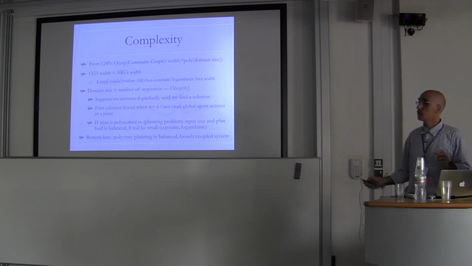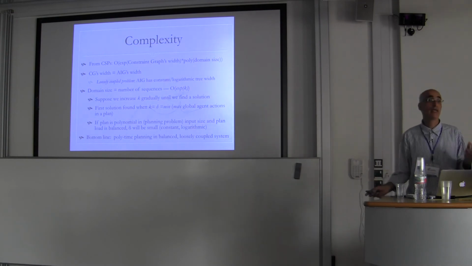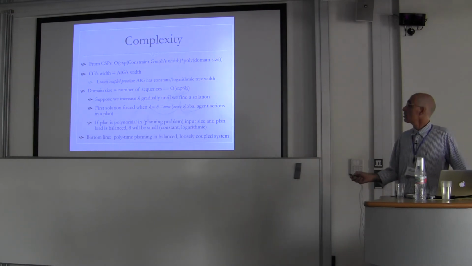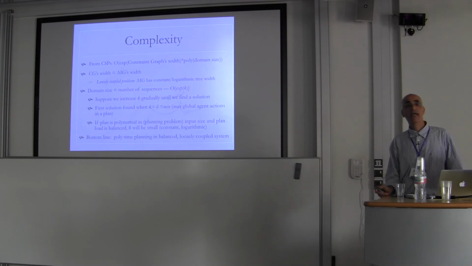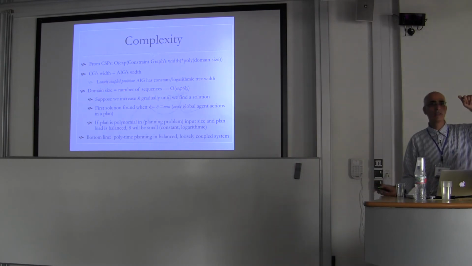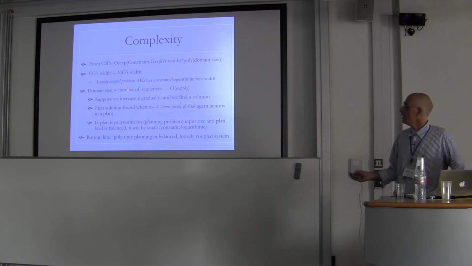So if the tree width is constant or maybe logarithmic in the number of agents, then this would be a loosely coupled problem. And again, if we assume that each agent interacts only with a small number of other agents, then this makes sense. The domain size for a problem is the number of, remember the variables for us were represented as sequences of actions. So how many sequences of actions exist? Well, the number is exponential in this bound on the length of the sequence, which we call k.